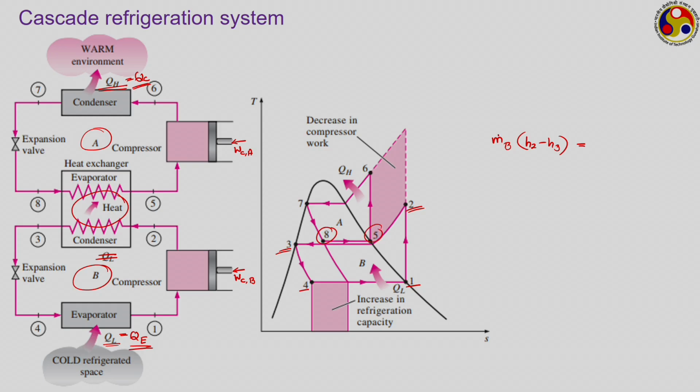So, assuming there is no heat leakage, the total amount of energy picked up by the topping cycle will be equal to m dot A into H5 minus H8. If we want a ratio of these two flow rates, m dot A upon m dot B will be equal to H2 minus H3 by H5 minus H8. Once we know all the state points, we can easily calculate the ratio of the mass flow rates.